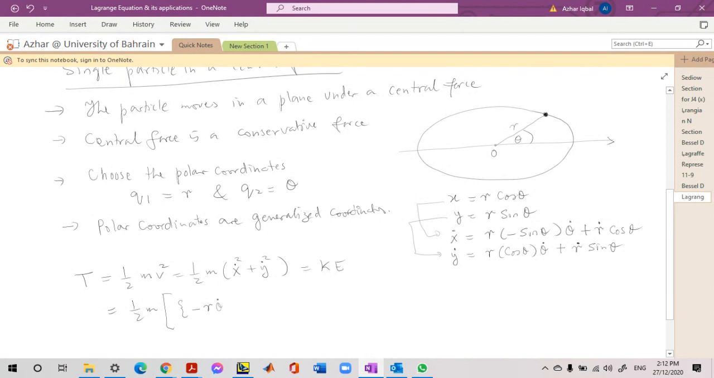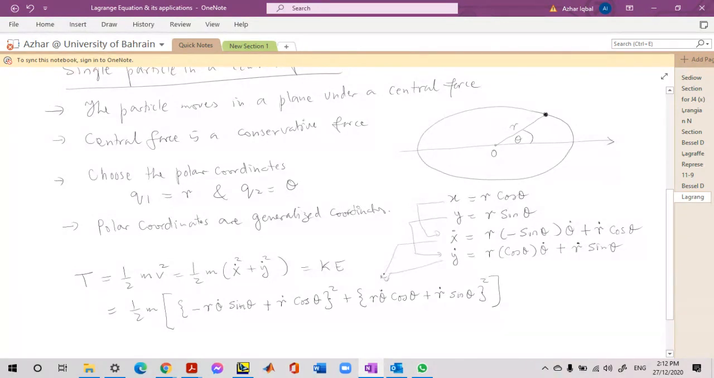so it becomes half m times, minus r theta dot sine of theta plus r dot cosine of theta, squared, plus r theta dot cosine of theta plus r dot sine of theta, squared. So this is what I have used in here.